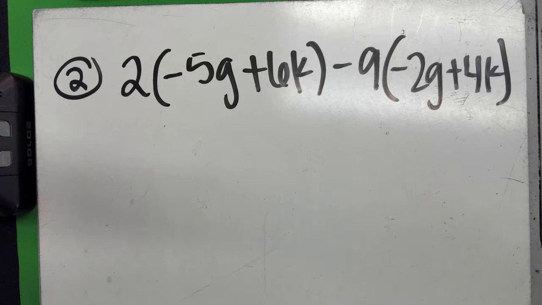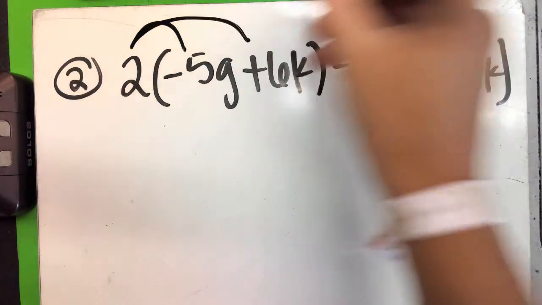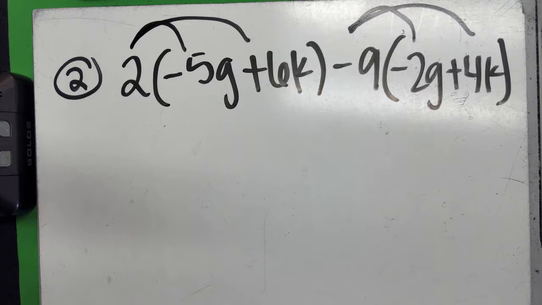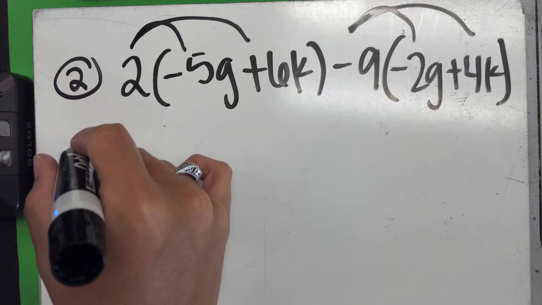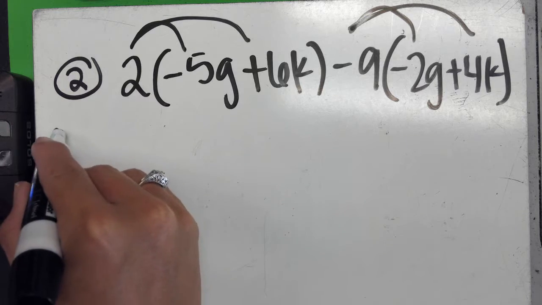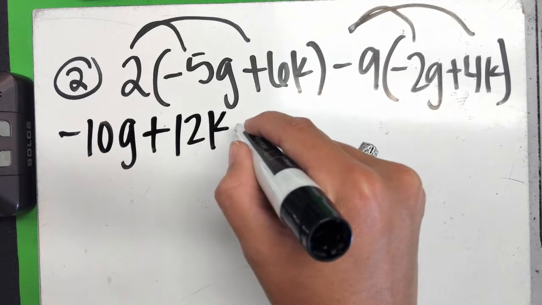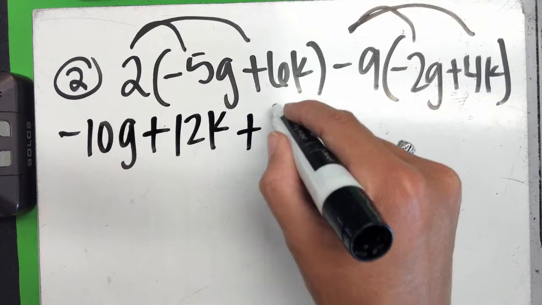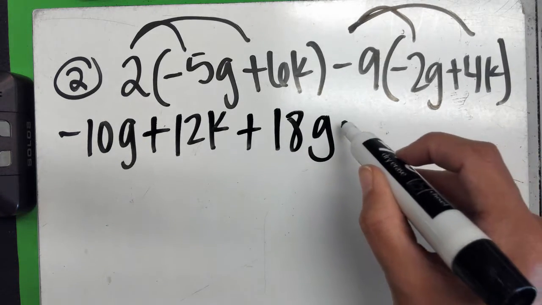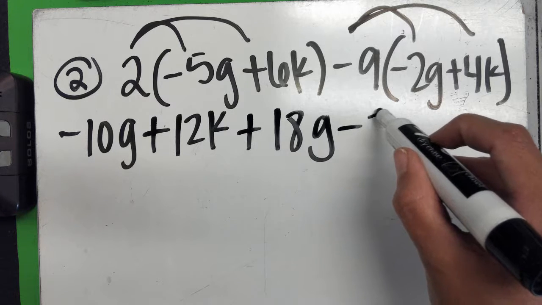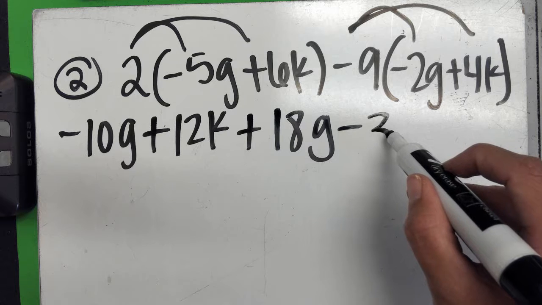Ariana, what do I do first? Distribute what? 2 and the 9? Is it a 9? Good, -9. Alright, so tell me what that would be after I distribute, Michael, the whole thing. Very good. Plus 12K plus 18G. Okay. Minus. You can do it. 36.